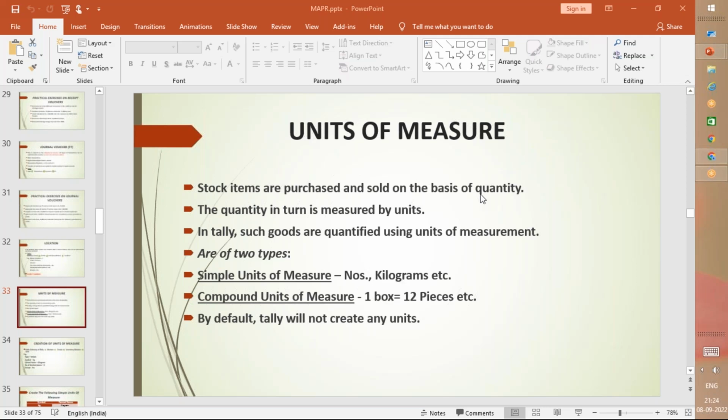So there will not be any units by default, unlike location, where you had the main location by default and then we created different locations. But in units of measurement, that won't be there. You only have to create all the units of measurement which are required. Take down these two parts: simple unit of measurement, compound unit of measurement.